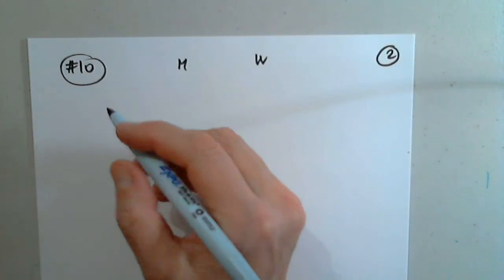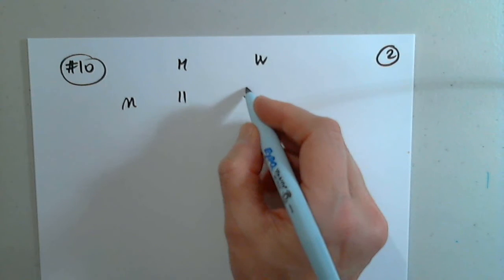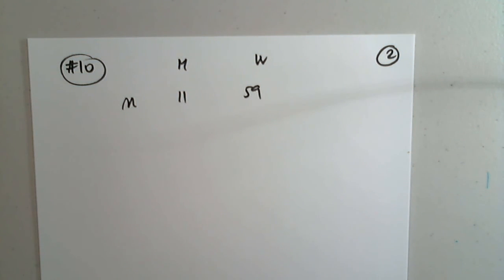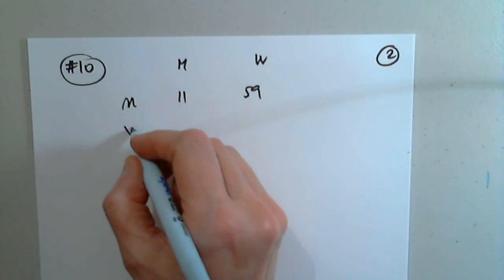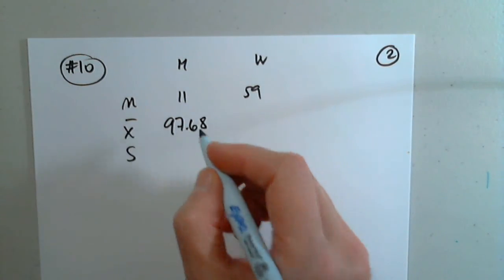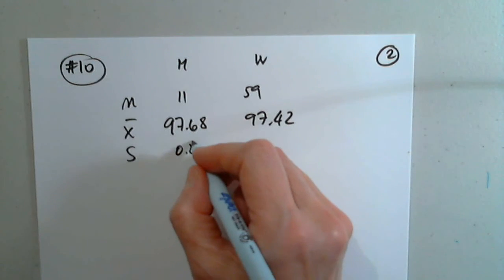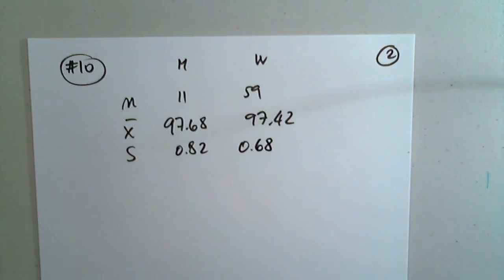And in the meantime, I'm going to copy the data. What do you think? Very good. Awesome. C it is. Everyone agrees with C? Yes. Thank you. 97.68. I'm copying 97.42, 0.82, 0.68. So I don't have to go back to it. Good. Well done.